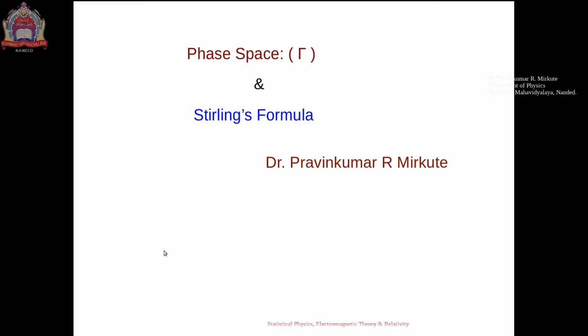Today we are discussing phase space and Stirling's formula. Stirling's formula or approximation is used for very large numbers of n. The calculation for very large n becomes very troublesome. So with the help of this approximation we can calculate the Boltzmann FD statistics, BE statistics and MB statistics. So in this session, initially we are starting with the phase space.